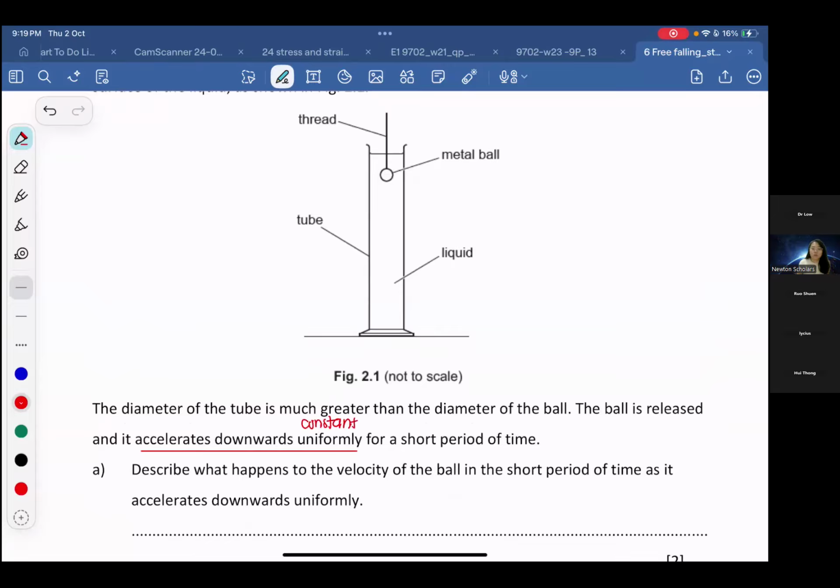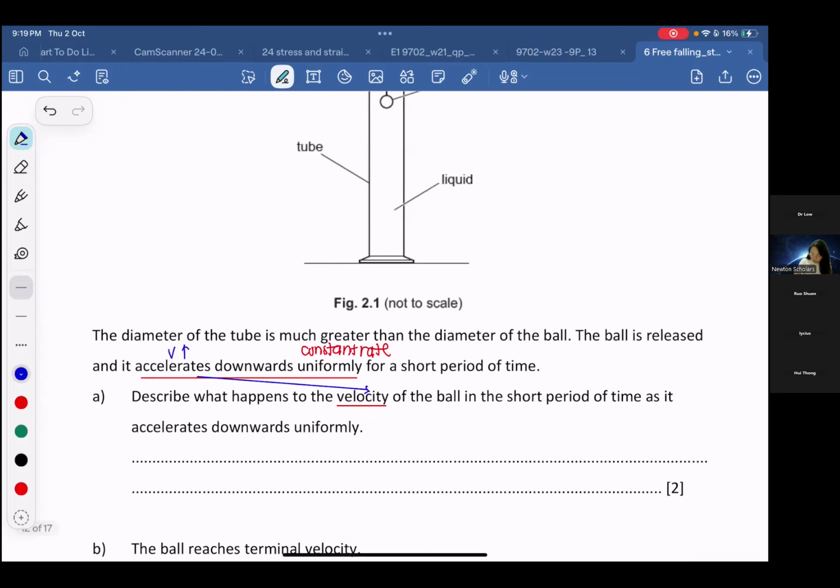Steady rate, also constant rate. Uniformly is constant rate for a short period of time. It will accelerate downwards. Describe what happened to the velocity. Accelerate means that your velocity increases. Do you agree? Accelerate meaning speed up. So your velocity increases.